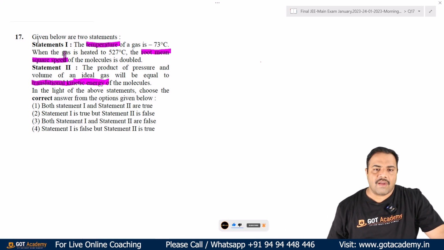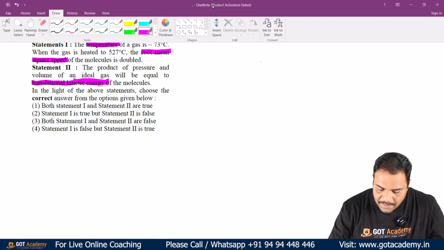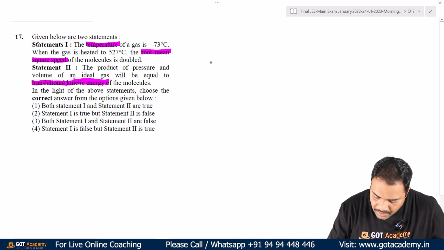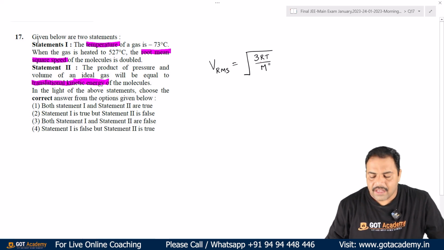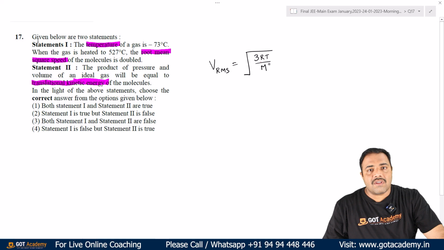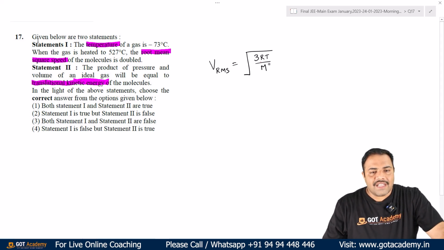So let me write down its formula first of all. Its formula is V_RMS is equal to root over 3RT by M. Here R stands for universal gas constant, T stands for temperature, and M stands for molecular weight. So like this we are having.